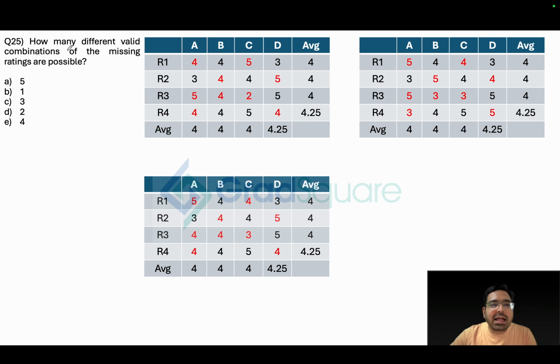How many different valid combinations of the missing ratings are possible? Different valid combinations for all missing ratings. We have 3 different possibilities. Option C, 3, will be the correct answer for this question.